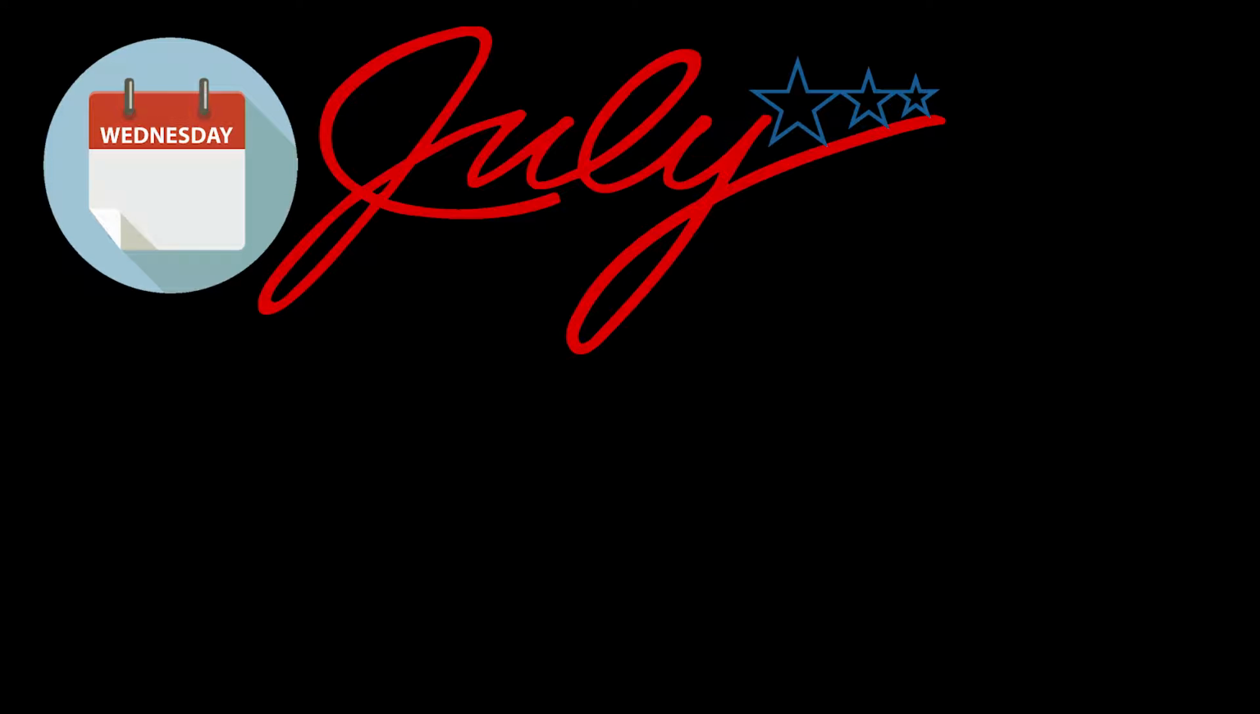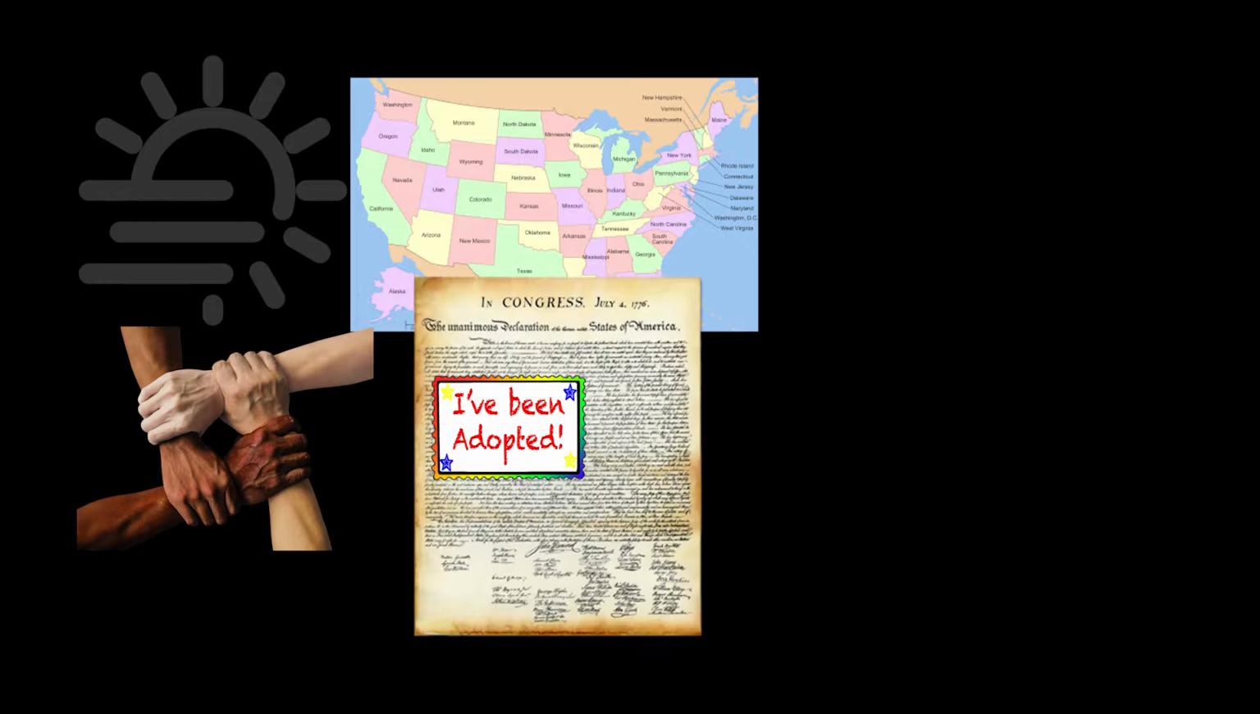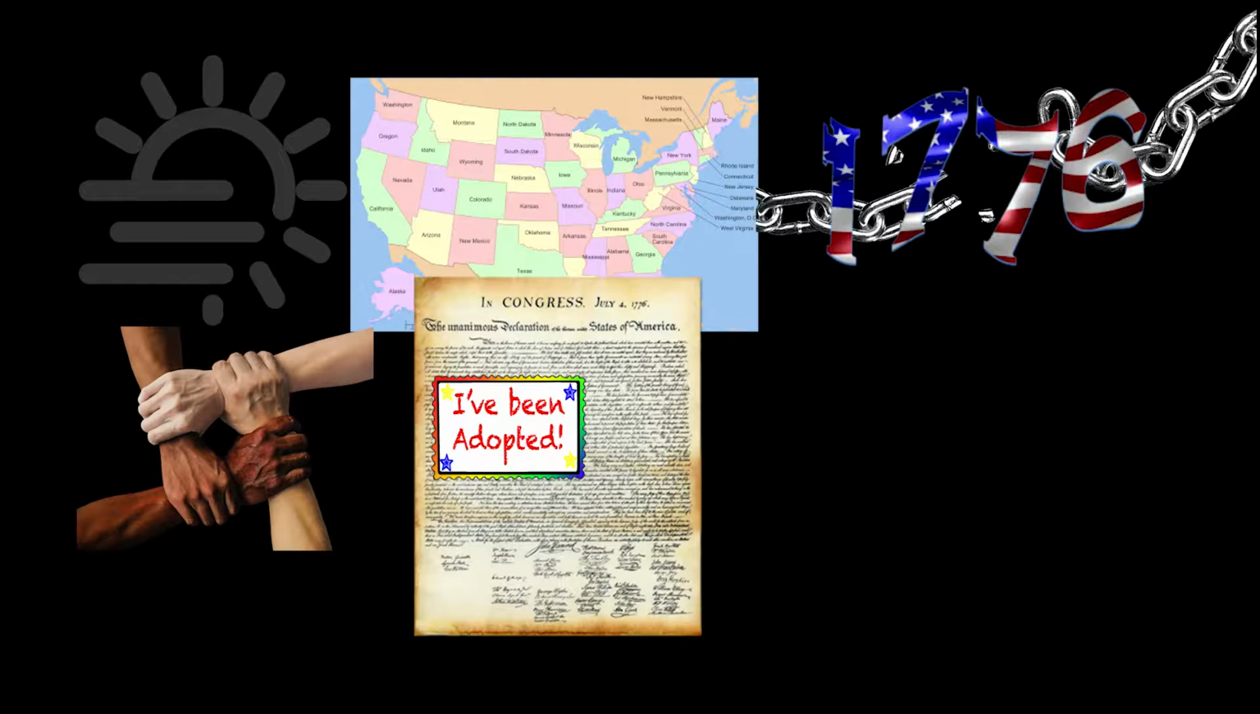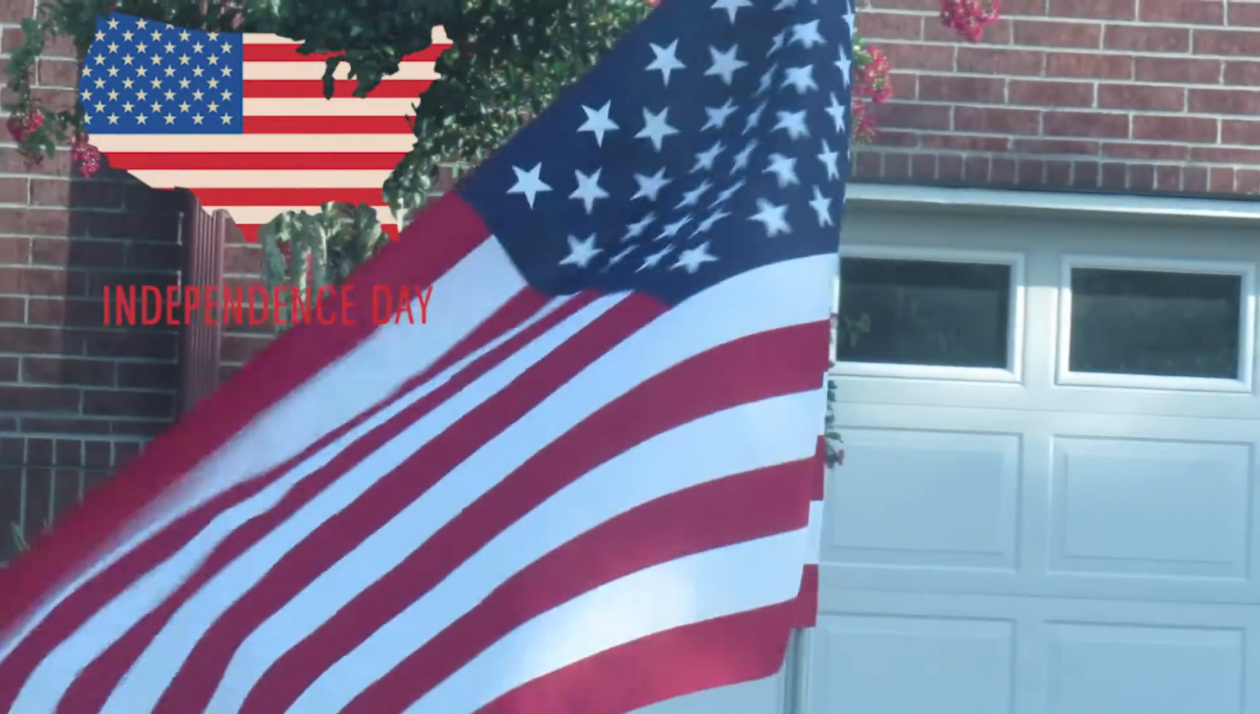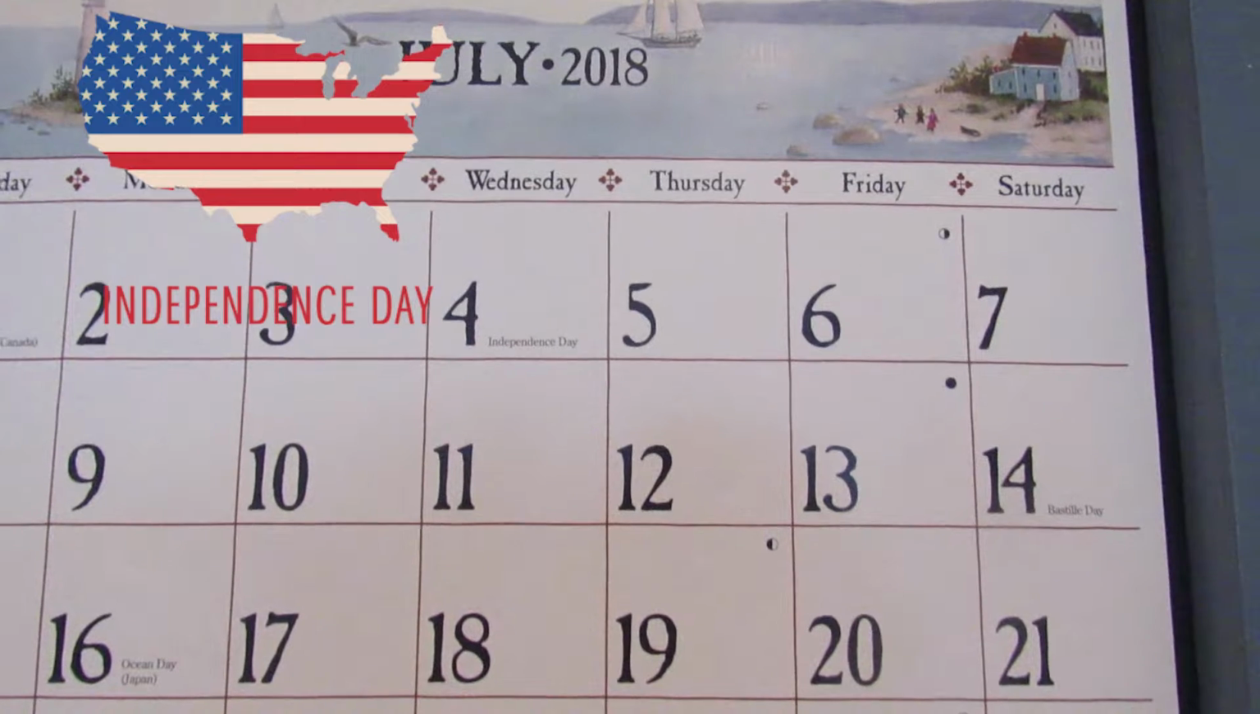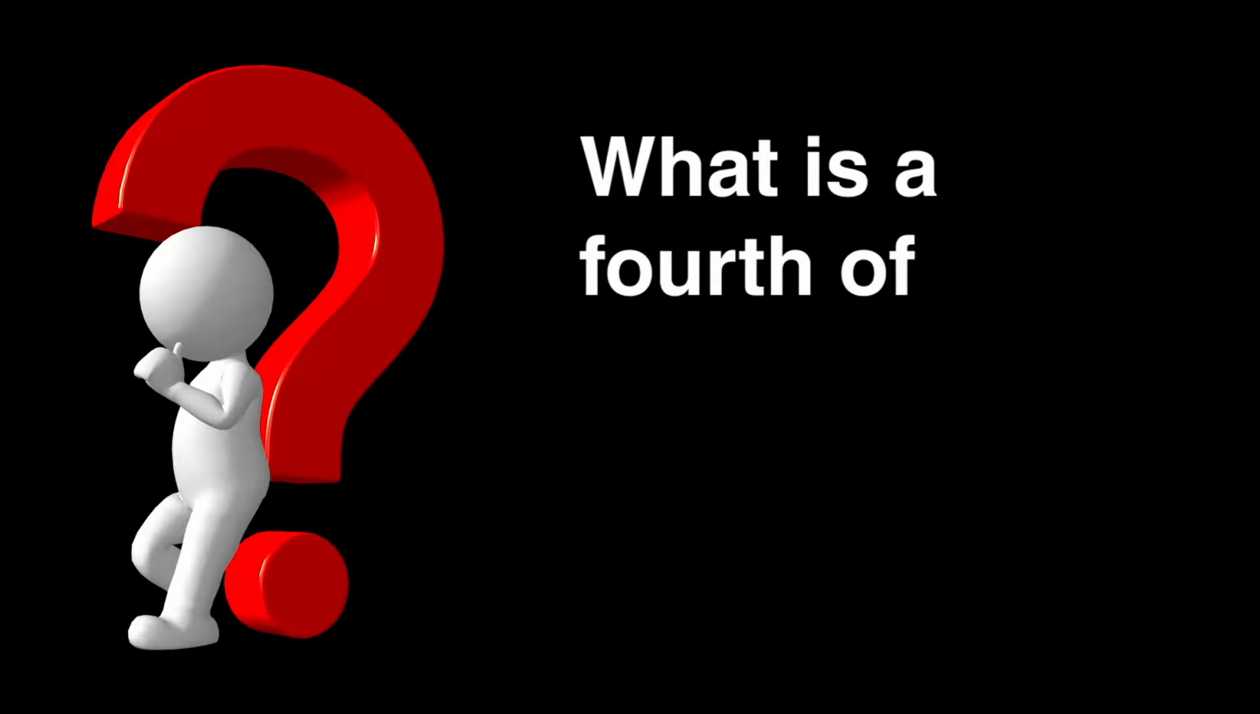Today is Wednesday, July 4th, 2018. It's the day that the United States adopted the Declaration of Independence in 1776. It's also the beginning of the best country in the world, according to us Americans. Independence Day is commonly referred to as the 4th of July because of the date it falls on. Yeah, you get it. My question is, what is a 4th of July?